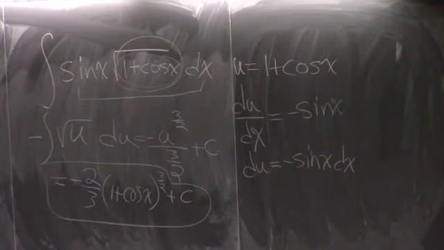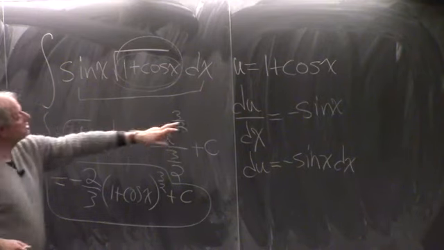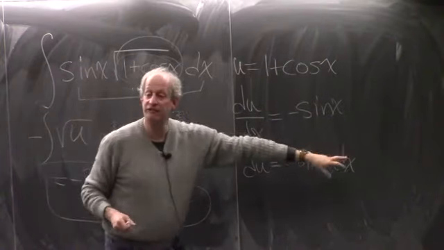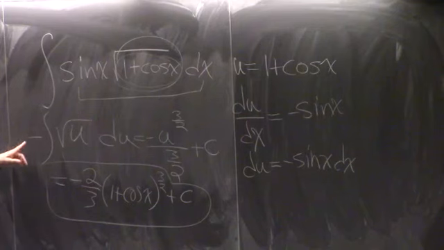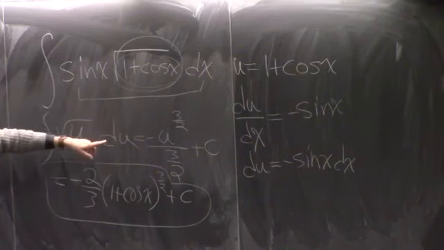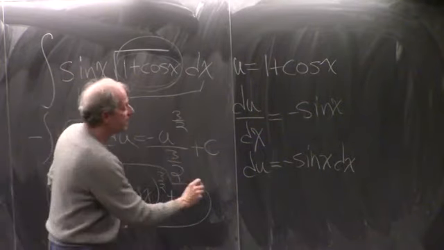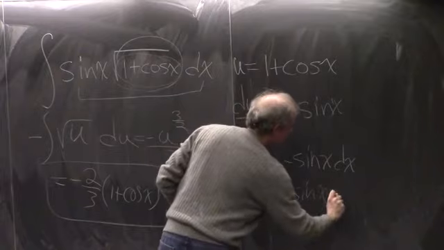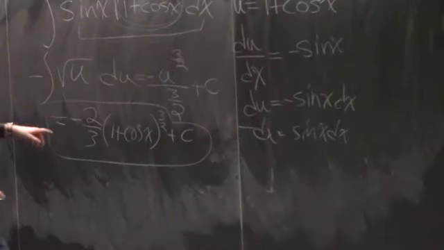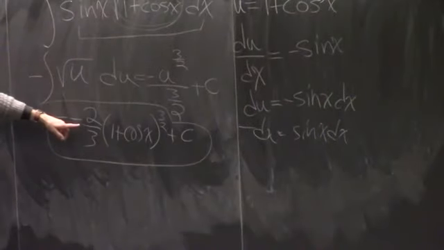What happened to the minus sign? So my du is minus sine of x, but I've only got positive sine of x in here. So when I substitute, I use negative du, to get rid of the minus, because this is minus here. Right? So minus du would be positive sine x. Okay, that's why I have the minus sign here.